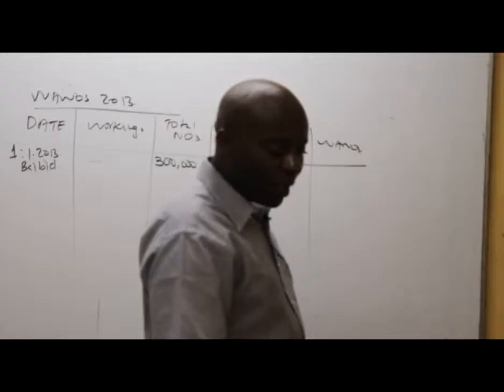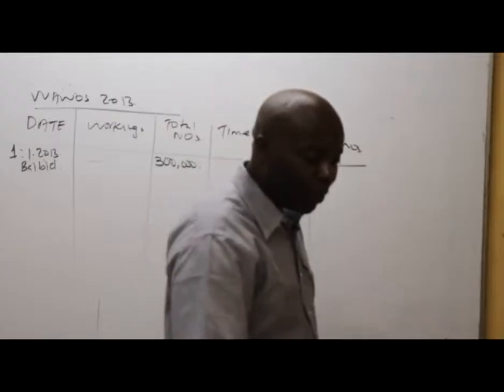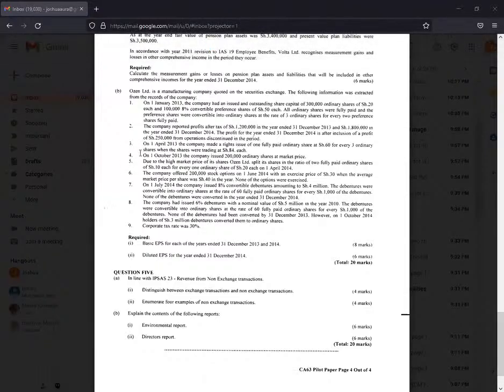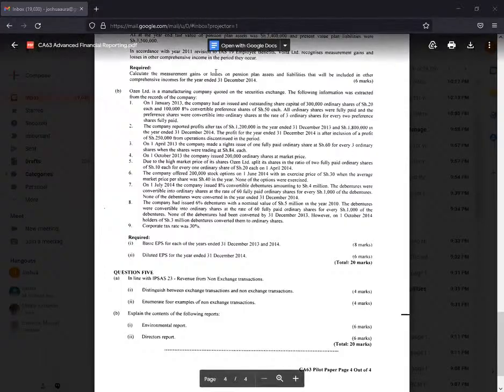So you are told, ladies and gentlemen, here, note number 2 is about profitability. Note number 3, on 1st April 2013, the company made a rights issue of 1 fully paid ordinary share at 60 for every 3 ordinary shares. So first, let us do this one first.